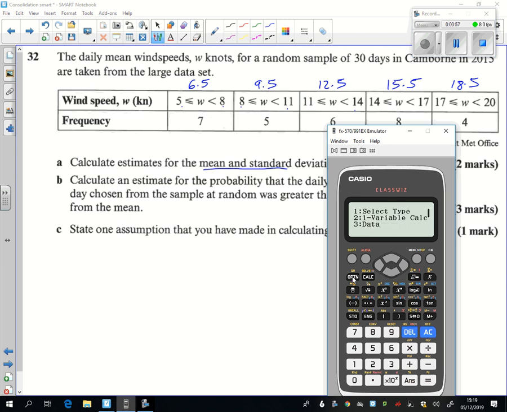and then bring up the one variable calculations, and we can see the first one there tells us that the mean is 12.2, and the standard deviation, not the squared one, the one underneath it, is 4.124, to three figures, 4.12.